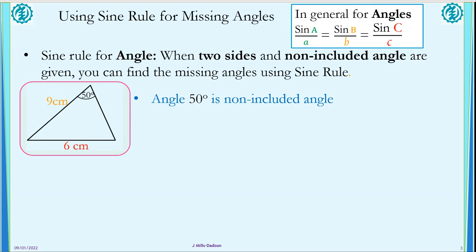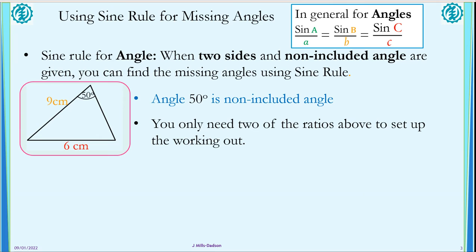What do you mean by non-included? A non-included angle means that the angle isn't between the two known sides. For example, in this triangle, I have 9 cm as this length and 6 cm, and I have angle 50, which is not between these two known sides. So this is what we call a non-included angle. When it's between the sides, it's called an included angle. So it's terminology for you to remember. So with two sides and a non-included angle, you can use sine rule to find missing angles.